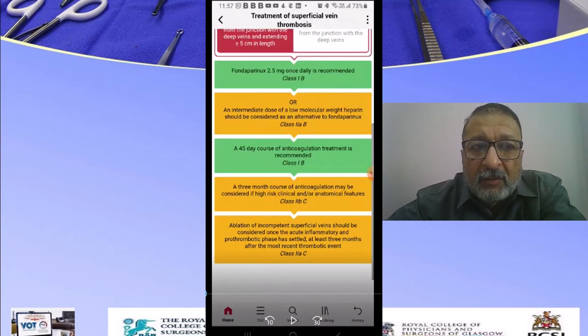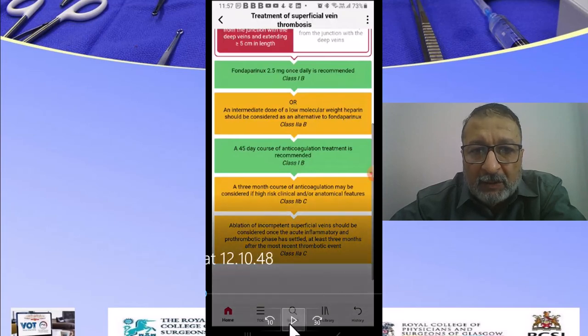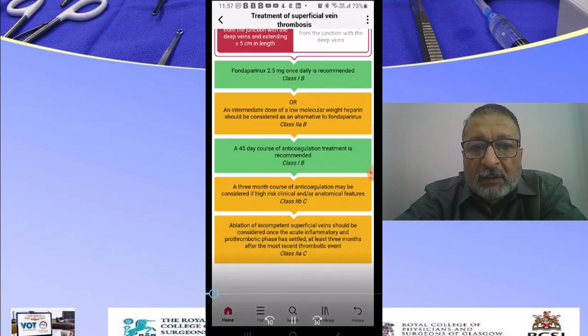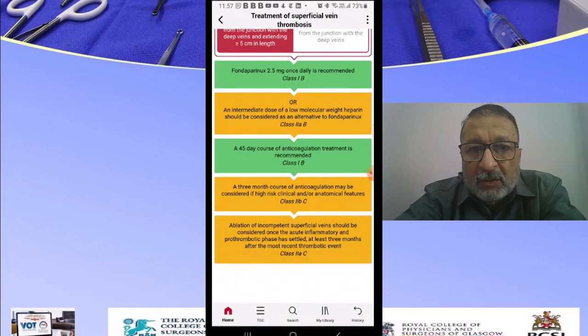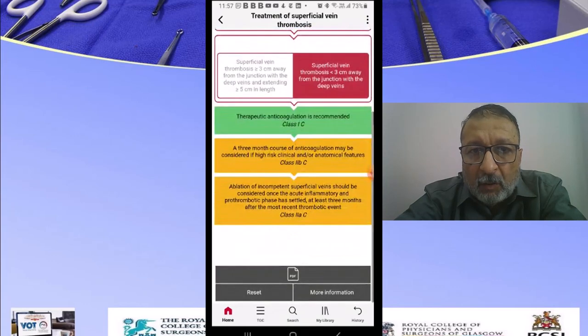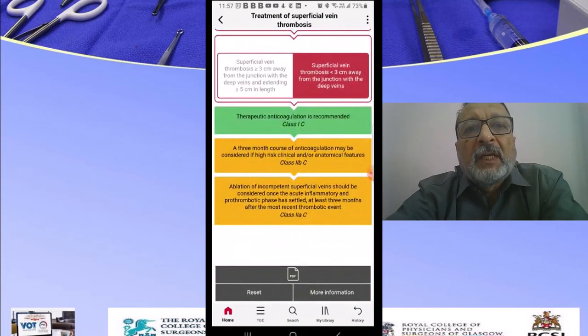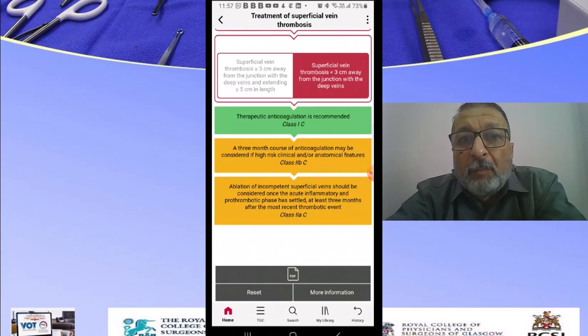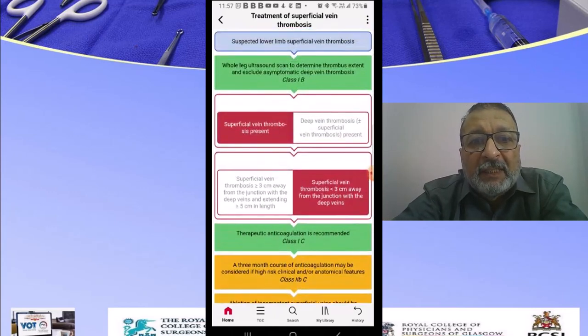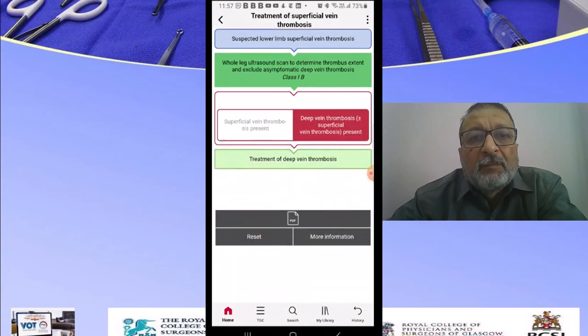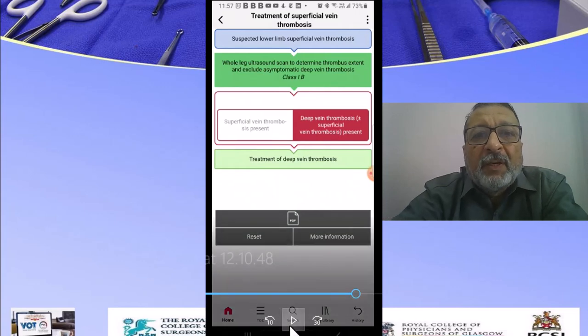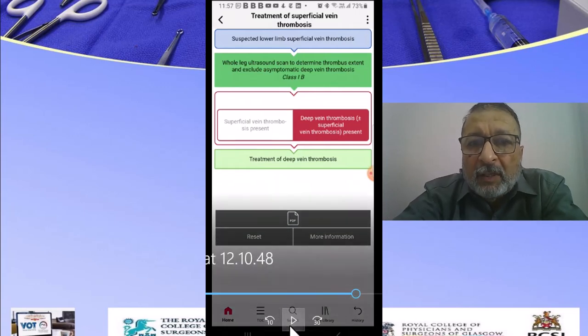And once you use this algorithm 10, 20, 30 times, it will become a natural habit what to do, and probably you don't need to open the application anymore. So let us continue by having the less dangerous one, which is the other option. And here, therapeutic anticoagulation is recommended, and this is class 1 evidence C. And 3 months anticoagulation is also advisable. As you can see here, if you have a patient with DVT, you need to go to another algorithm, which is DVT.